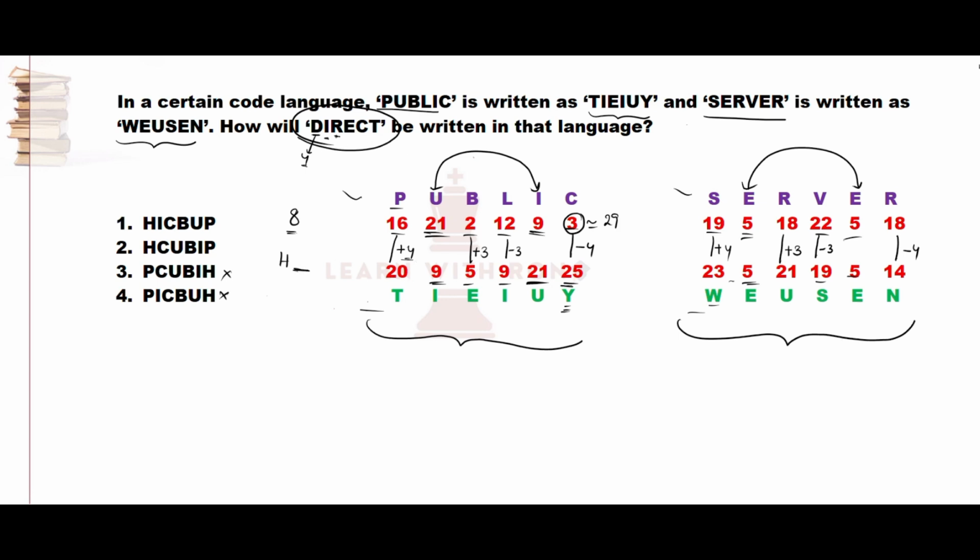See the third letter here, R. R value is 18. For the third letter, we have added plus 3. So if I add 3 to the 18, I will get value as 21. Corresponding letter to the 21 is U. So my first letter should be H and my third letter should be U. First letter H, third letter C, which is not our option. First letter H, third letter U.